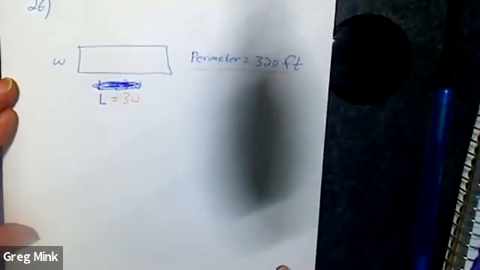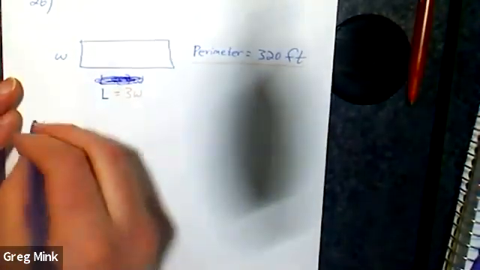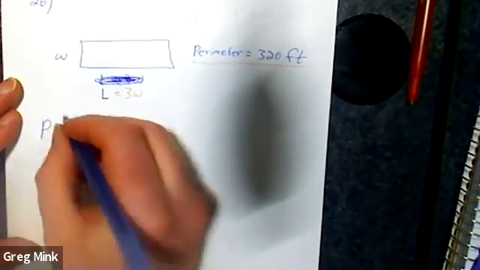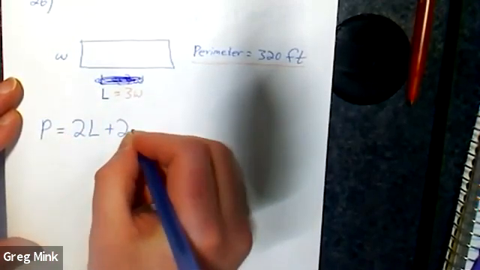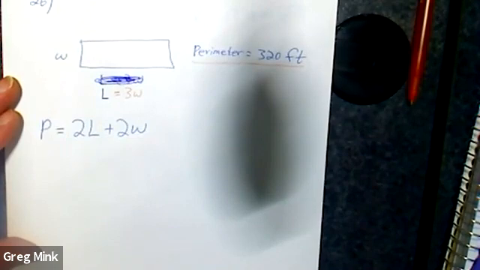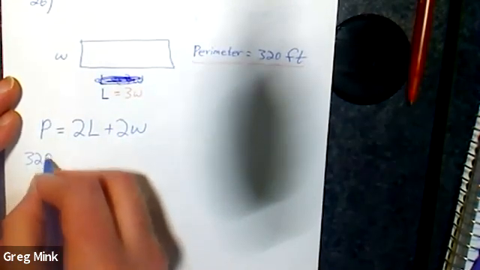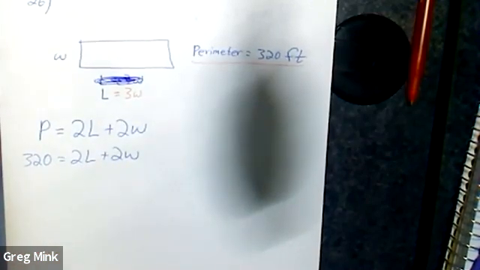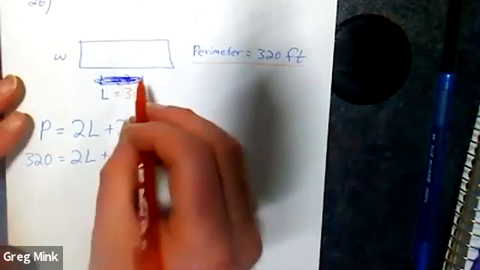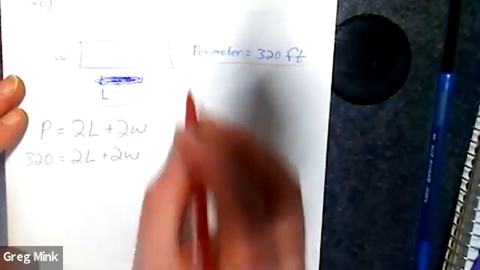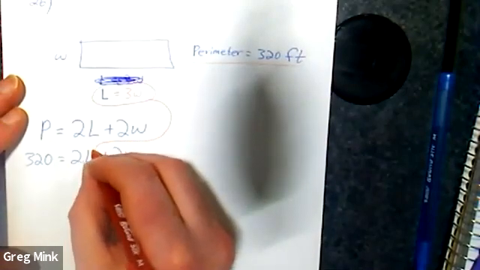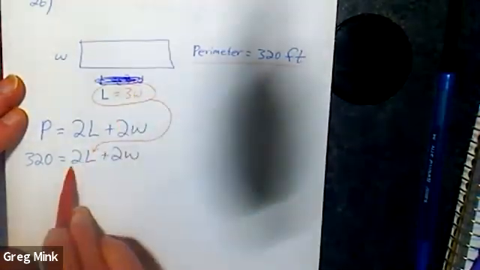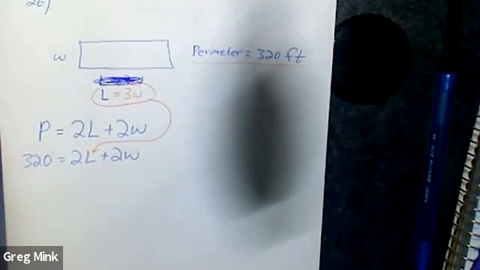We know the perimeter is 320 feet. Let's think about the equation for perimeter. Perimeter for a rectangle is 2 times the length plus 2 times the width. If I fill in what I know, the perimeter is 320. But when I look at this, I have no idea how to solve for L and W. I can't solve for 2 variables in one equation. So what am I supposed to do? Well, that's where this little fact comes in, and I can make a substitution in for L.